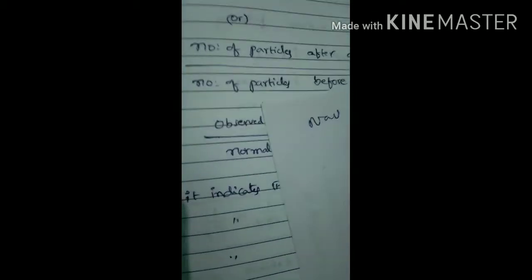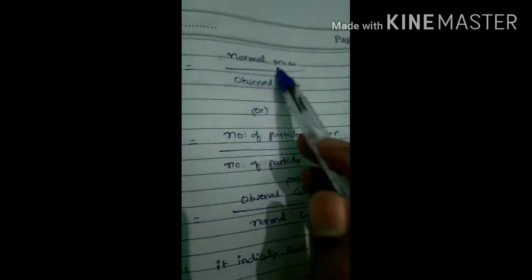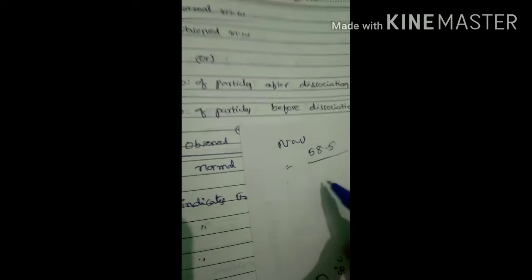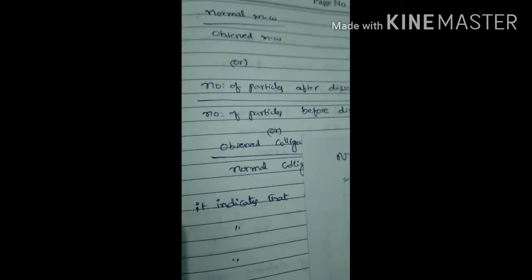For example, I take the NaCl value. The i value for NaCl, we just calculate by using these formulas. So if you use the first formula, normal molecular weight by observed molecular weight, then the normal molecular weight of NaCl is 58.5. Observed molecular weight, just now we told, is 58.5 by 2. That means the total value is 2.